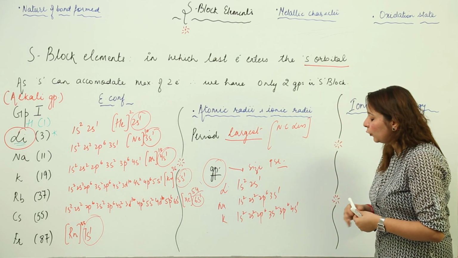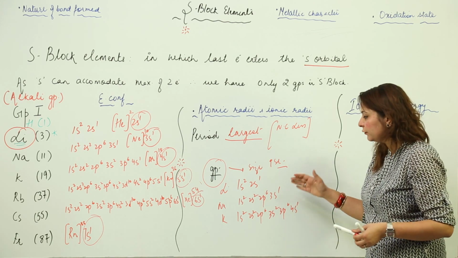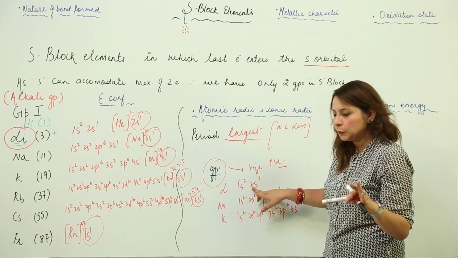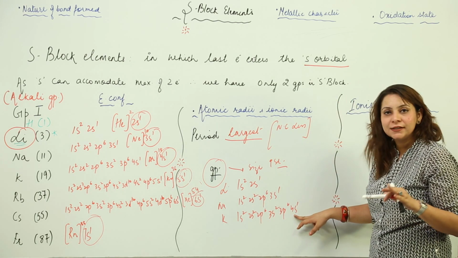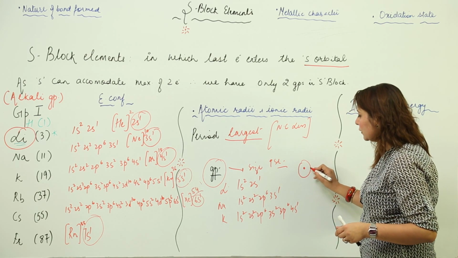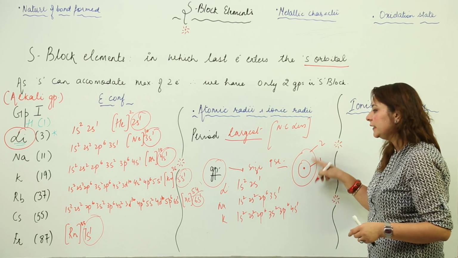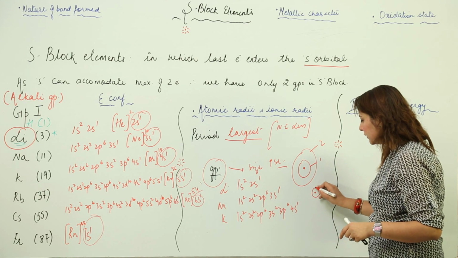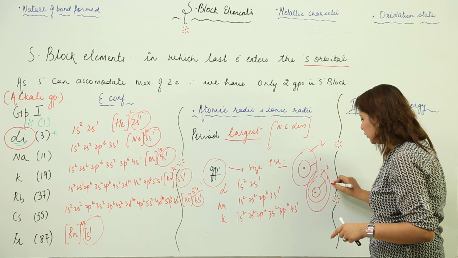So what kind of changes do you see when you move down the group? Lithium's outer shell is the second principal shell, sodium's outer shell is the third principal shell, and potassium's outer shell is the fourth principal shell. So if this is my nucleus, this is my first shell and this is my second shell. Lithium possesses these two shells. And if I talk about sodium, this is my nucleus, this is my first shell, it possesses the second shell also, and it possesses the third shell also.